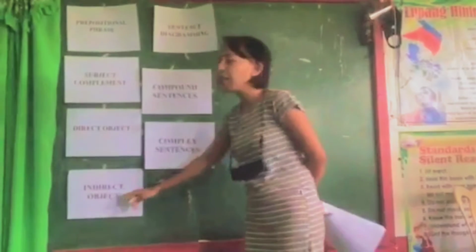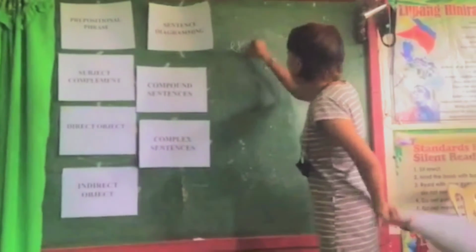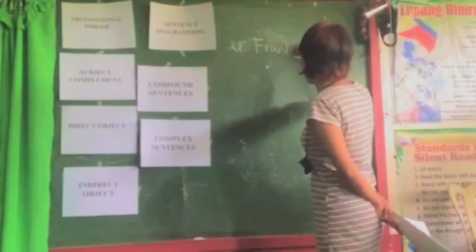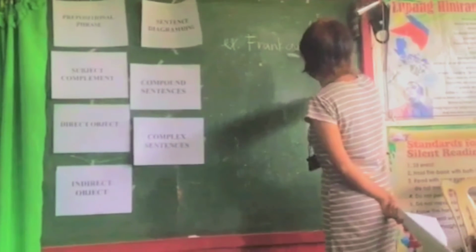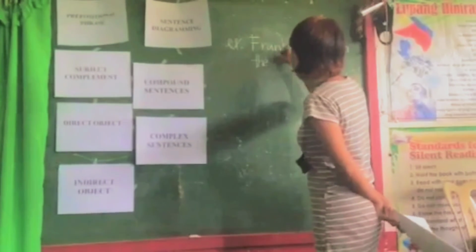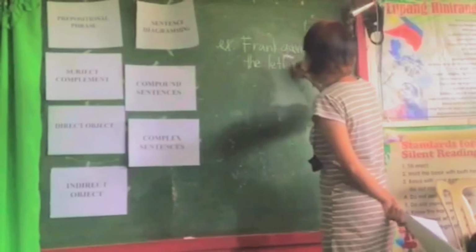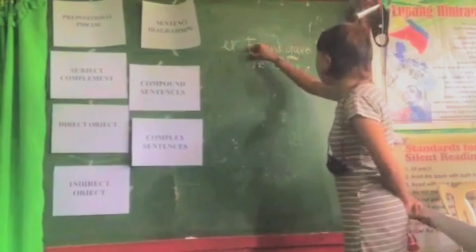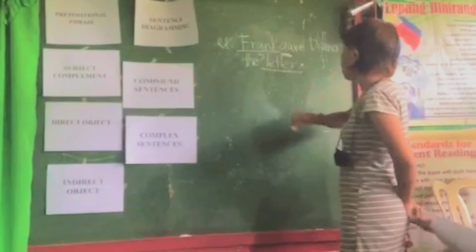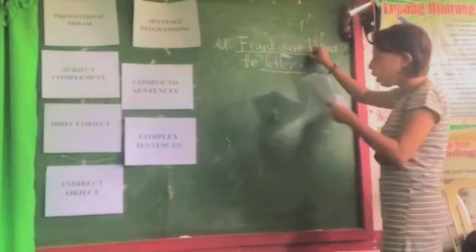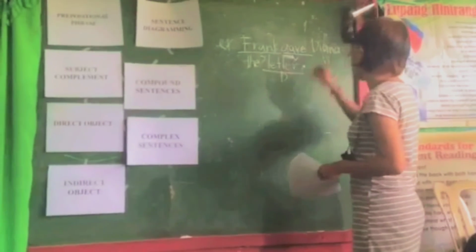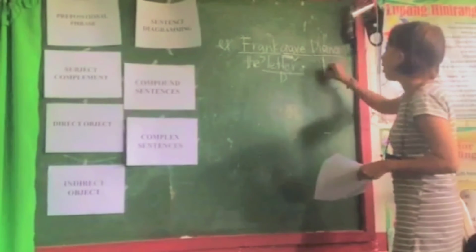Okay? For the indirect object, an example sentence is: Frank gave Diana the letter. Okay? We have Frank here as our subject, gave as our verb, letter as our direct object, and Diana as our indirect object.